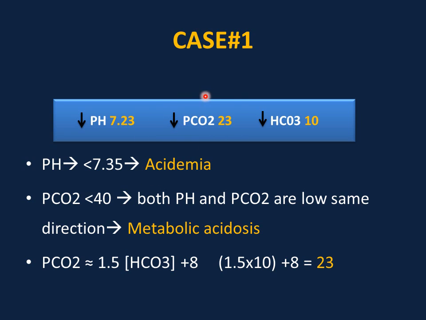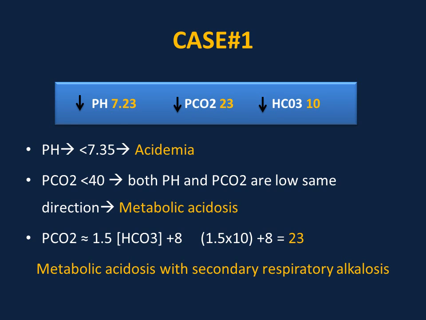You want to know if the compensation of PCO2 to this case of metabolic acidosis is appropriate or not, by using the Winter formula. The Winter formula is the PCO2 equals 1.5 times the bicarb plus 8. So 1.5 times 10 is 15 plus 8 is 23. So 23 here is equal to 23 here. So this is appropriate compensation. So this is a case of metabolic acidosis with secondary respiratory alkalosis.